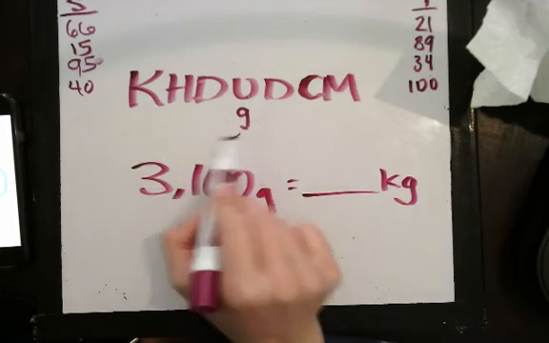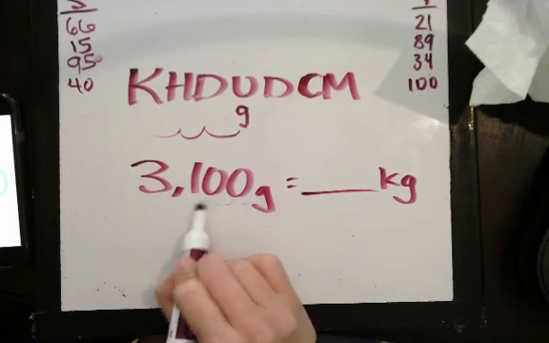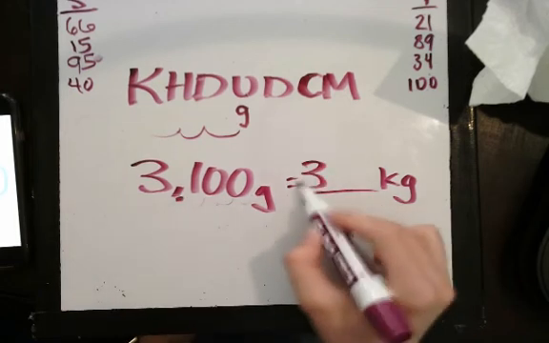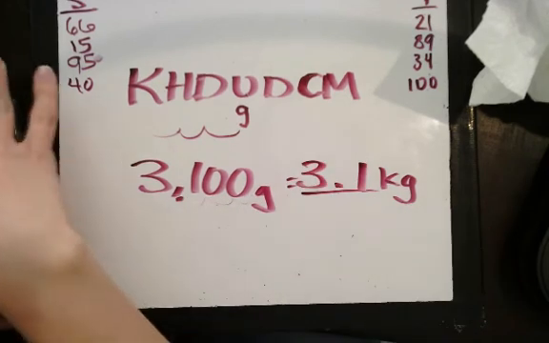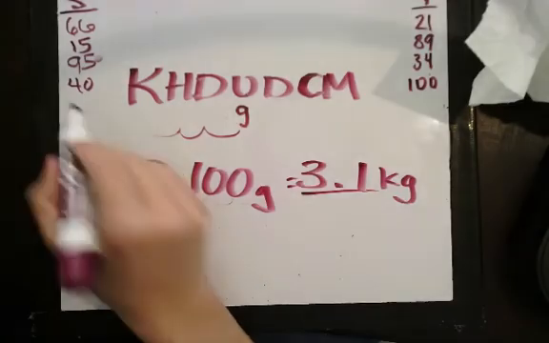Okay, I'm looking at grams, going to kilograms, so that's 1, 2, 3 to the left. My decimal point would be here, 1, 2, 3. It's 3.1 kilograms.